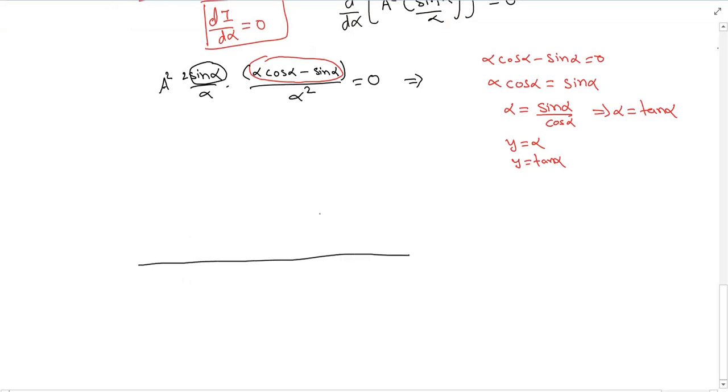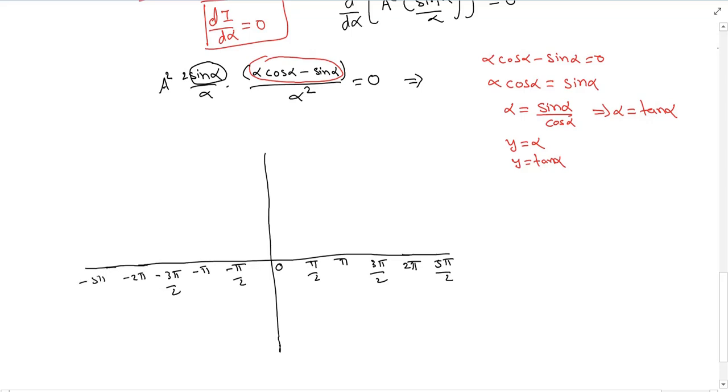So this is our x-axis, this is our y-axis. Okay, so 0, pi by 2, pi, 3 pi by 2, 2 pi, 5 pi by 2, and on the other side also minus pi by 2, minus pi, minus 3 pi by 2, minus 2 pi, minus 5 pi by 2.